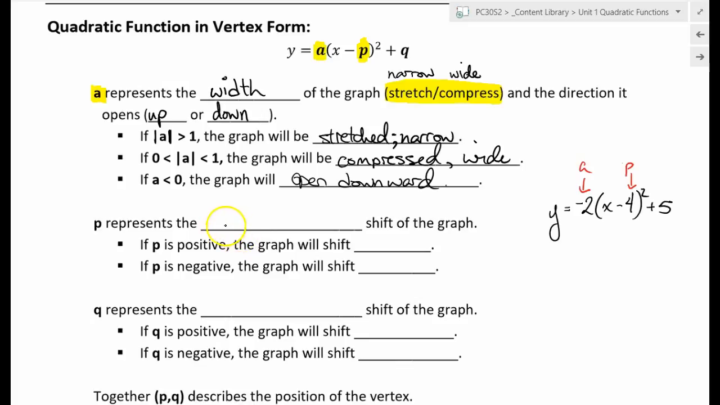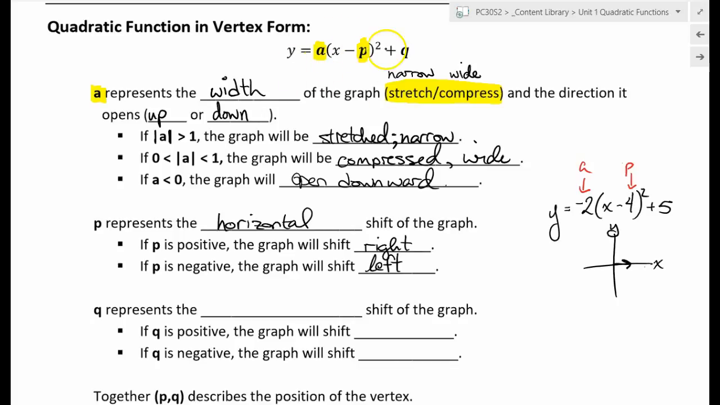Well, it represents the horizontal shift of the graph. If P is positive, the graph will shift to the right. If we think about our x and y axis, horizontal going positive is this way, so shift right. And if P is negative, the graph will shift left. So if we look at our example again, we see it's subtract 4, so on first instinct we think, okay, shift left 4.